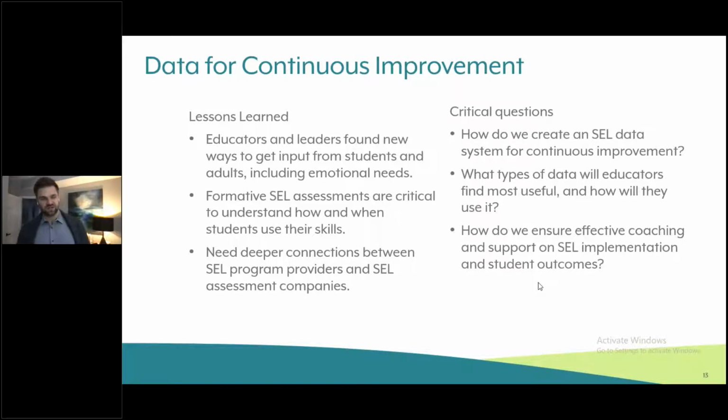So what are some of these data structures that we can use? What are some of the formative assessments that we can use on a regular basis? And recognizing that we need to partner better with various assessment companies and embedding assessments within our work. So for example, we are working with SEL Labs and the American Institutes for Research to try and figure out what are some better data systems and structures to move forward for teachers, and what does that then mean, right? So to those critical questions, how can we create these data systems for continuous improvement? What data is useful, and how can we ensure that it's used for effective coaching, to think about not only the explicit instruction piece, but also that embedded piece within the systems.